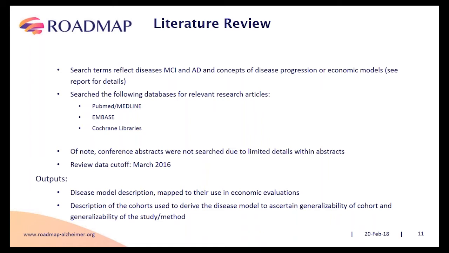And we also, importantly, described the cohorts that these data were derived from, so we can really understand the generalizability of the cohort and the study or method used. So we identified 37 disease models in the literature. And as I mentioned, there's maybe 3 or 4 that were not identified in this study.